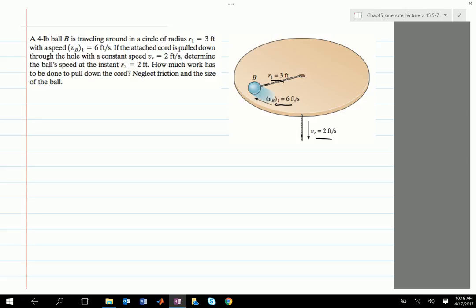Okay, so in this problem, the string is pulled down with a velocity of 2 feet per second. As a result, clearly the ball moves inwards. At some point the radius r is 2 feet. You're going to find the velocity when the radius is 2 feet. So when r2 is 2 feet, v2 is unknown, and that's something we've got to find.